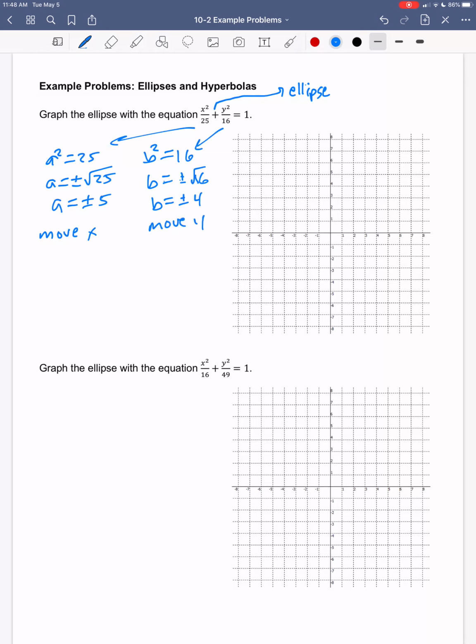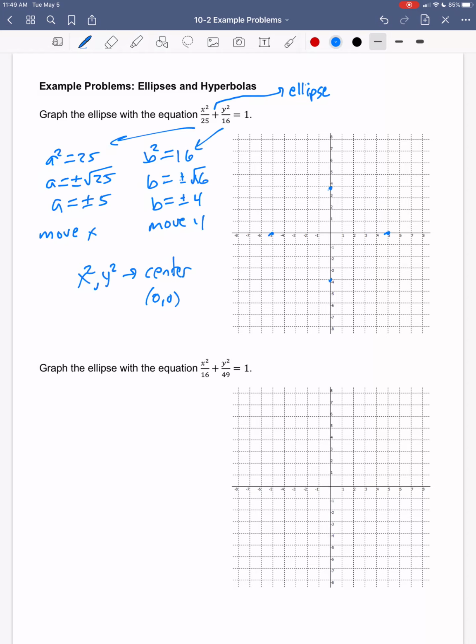Now, in these cases, all of these are just going to have x squared and y squared by themselves. That means the center of the ellipse is going to be at 0, 0, at the origin. All the problems we do in this class, we're going to be centered at the origin. So I start at 0, 0. I move 5 to the right and 5 to the left. And then I move 4 up and 4 down. And those 4 points will determine my ellipse.